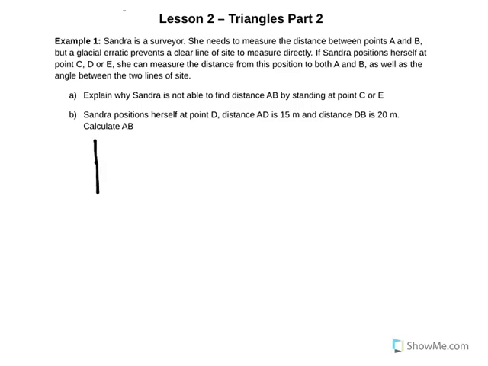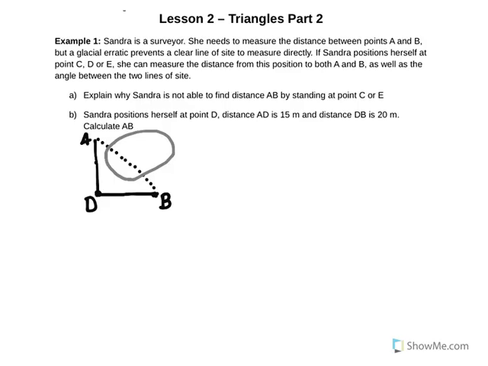So we're going to call this point A, and this is on the ground, and this one is point D. And if we go straight out, she could stand here at B. And she needs to find the distance between A and B, but she can't because there's some sort of glacier or something. I don't really know what any of these things are.